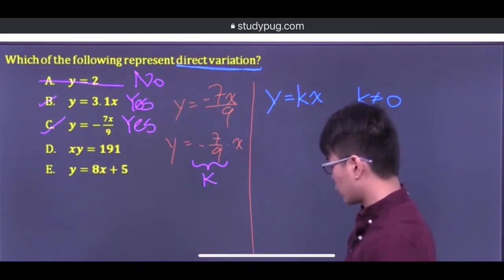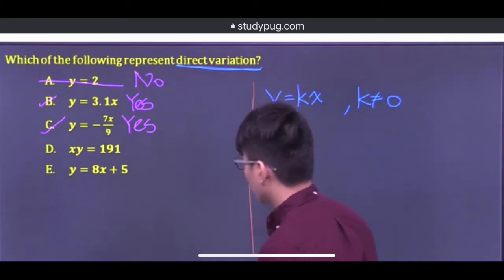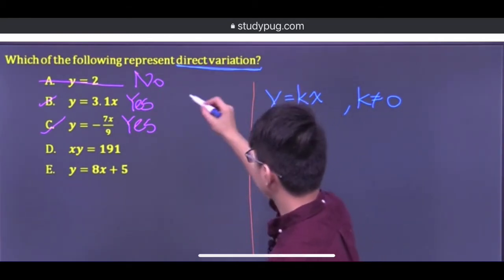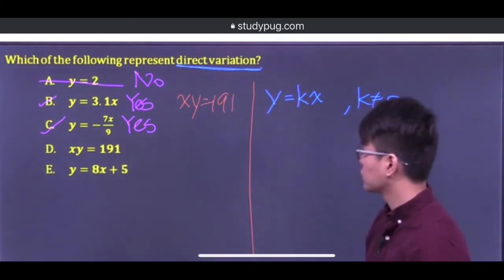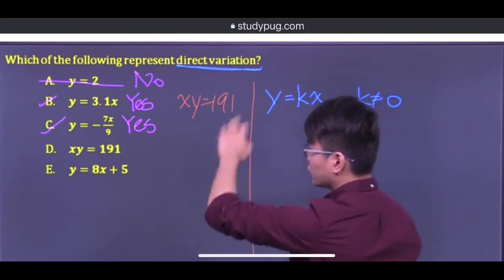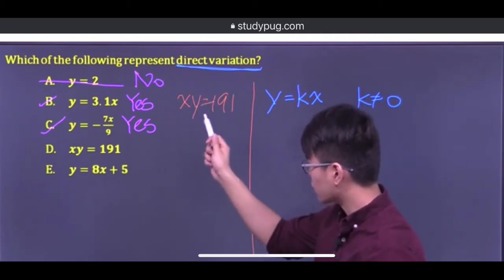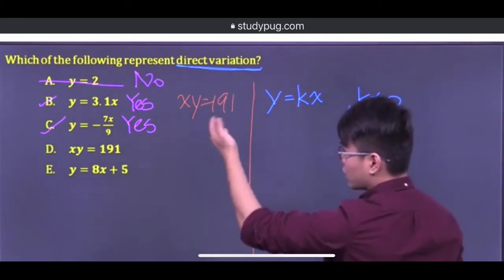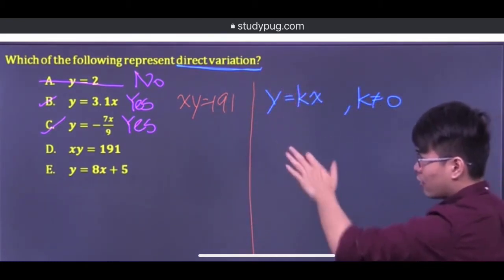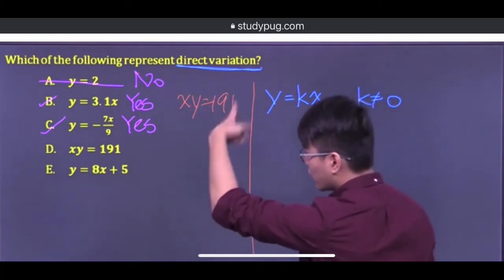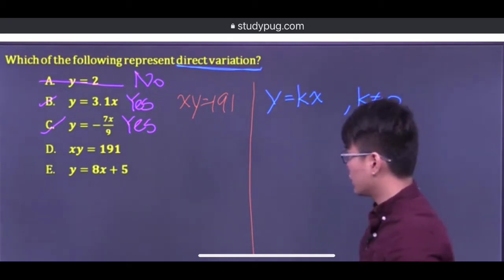So let's look at our option D. x times y equals 191. I'll write it down first. x times y equals 191. Let's take a look at our left side first. We have x times y. All the variables are on the left side of this equation, equals 191, a constant. At first glance, we know that this doesn't match. But can we rearrange this equation so that we have something in this form? Let's find out.